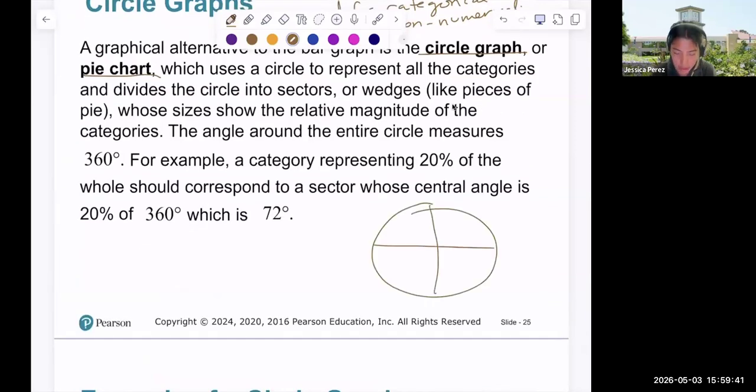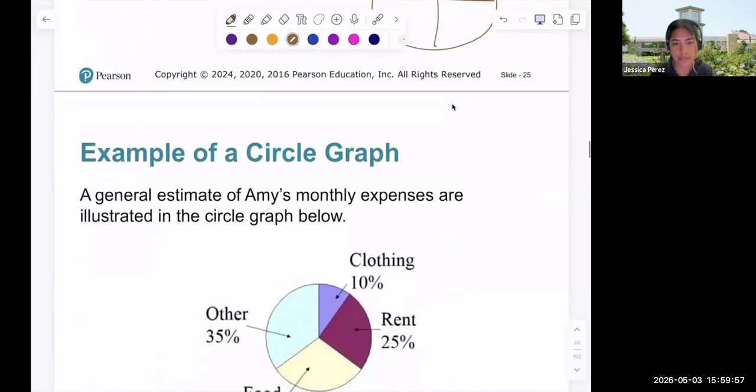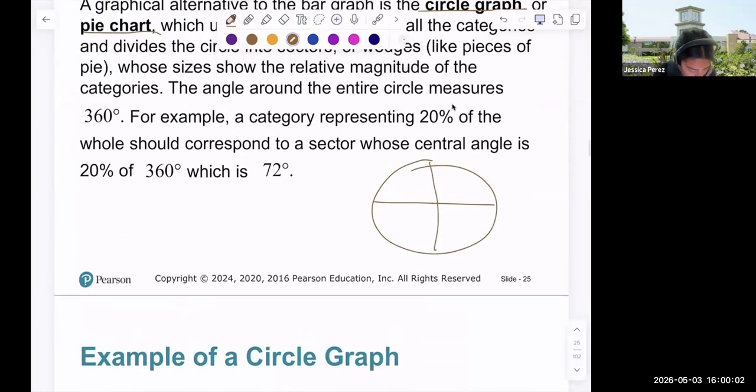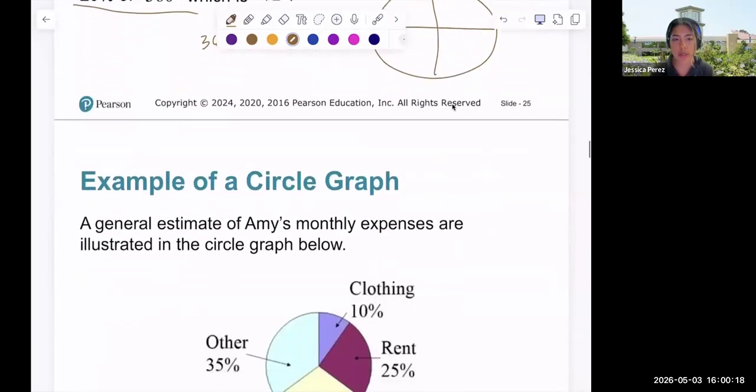You want to make sure they're in equal pieces. If this is a fourth, if this is a seventh, there should be seven pieces. It depends on what I'm looking for, but the degrees should always match 360. So on this one, it's saying we want 20% of 360. So 360 times 0.2 is 72 degrees. So we want to make sure that we divide it out properly, looking at the correct particular sector that they're asking for.